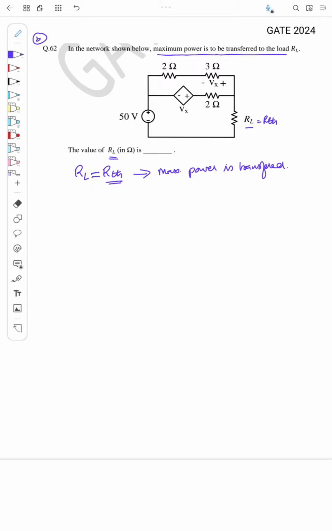To find the RTH, we have to short circuit the voltage sources, or if it is a current source, we will open circuit. Here only a voltage source is there, so we will short circuit the voltage source. That applies to independent sources, while a dependent source we have to keep as such, right? So we'll draw the circuit without the source, and the source is short circuited here.